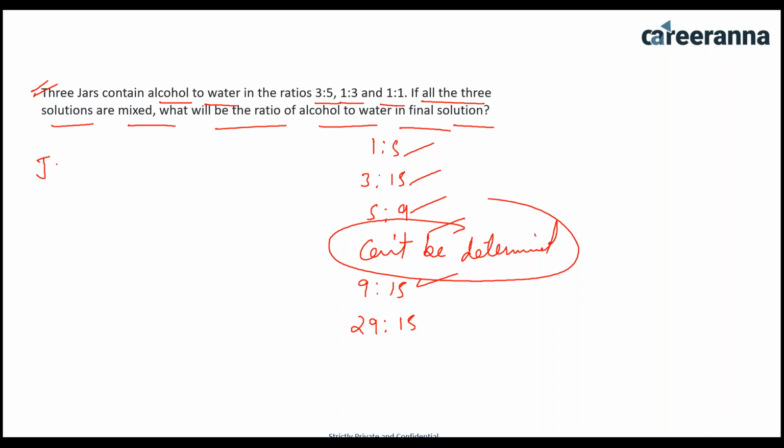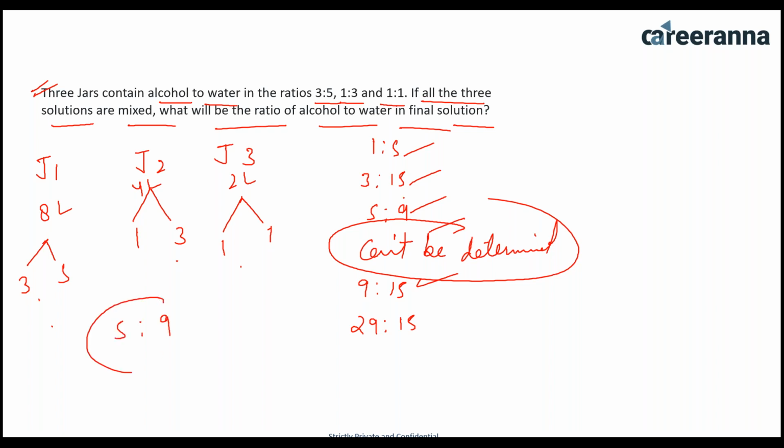Okay, let's take jar 1, jar 2, jar 3. So if I assume that there are 8 liters, it will be 3 and 5. If I assume there are 4 liters, it will be 1 is to 3. If I assume there are 2 liters, it will be 1 is to 1. What is the value of alcohol? So alcohol would be 3 plus 1 plus 1. It is 5 and it will be 9.